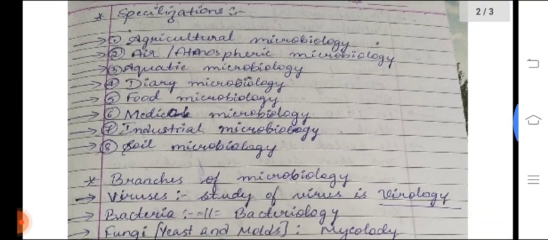Coming to the next, specializations. Specializations of microbiology can be seen in agricultural microbiology, meaning in agriculture there are many microbes. In air, that means atmospheric microbiology, there are millions of microorganisms which can affect human health. And also aquatic microbiology, dairy microbiology, food microbiology, medical microbiology, industrial microbiology, and soil microbiology.